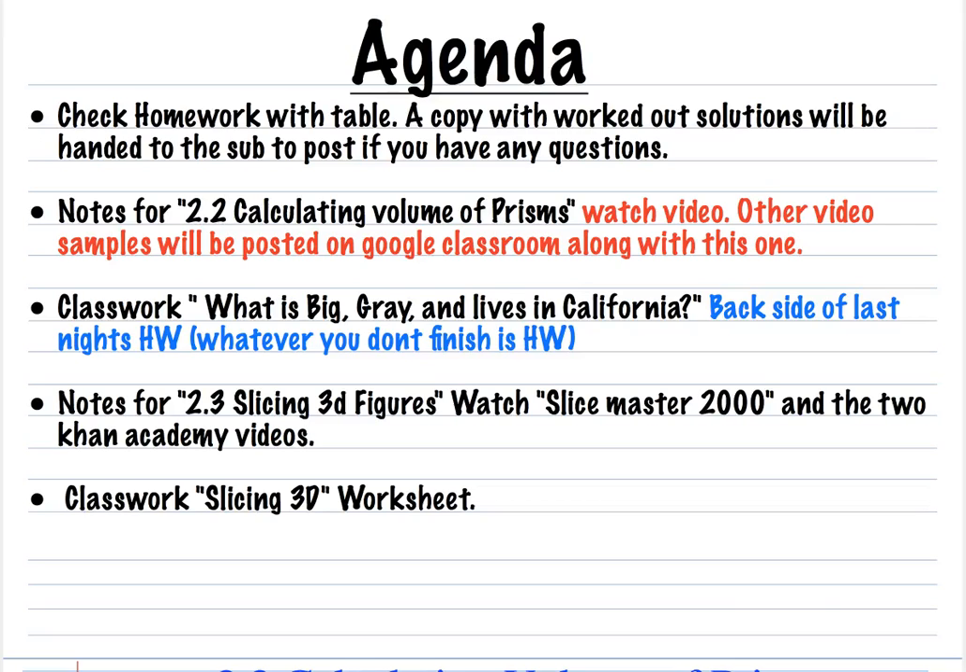I'll give the sub a copy of the notes with each problem worked out, so you guys can see how it's done. They can put it up for you guys if they feel comfortable. They can work it through with you guys. All right, so we're going to work on your notes for 2.2, calculating the volume of prisms.